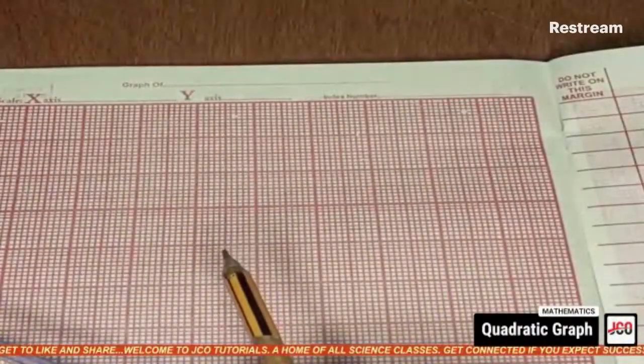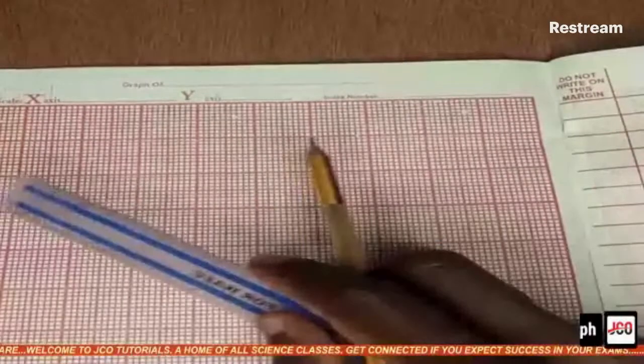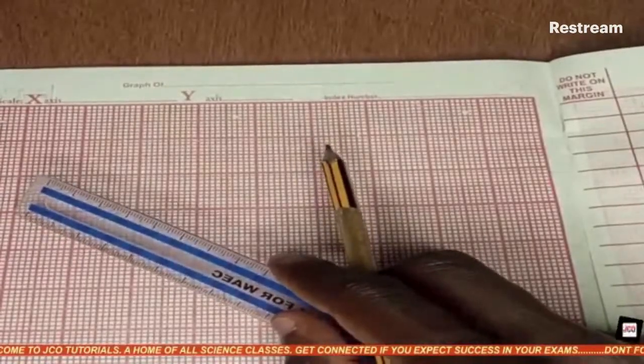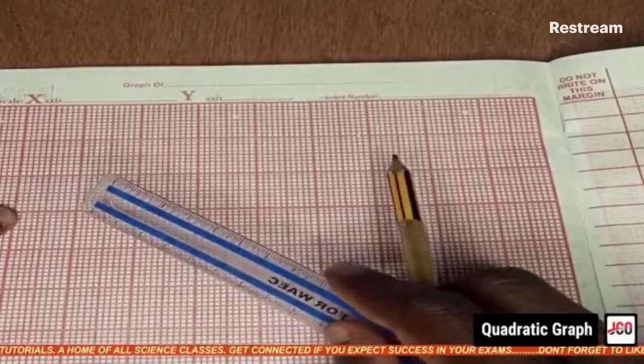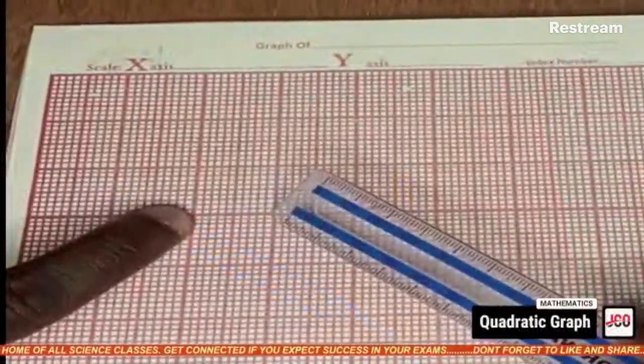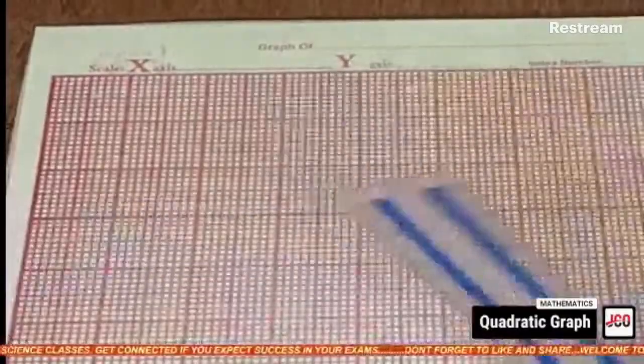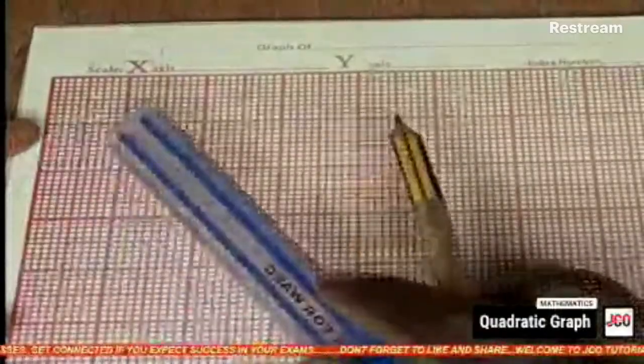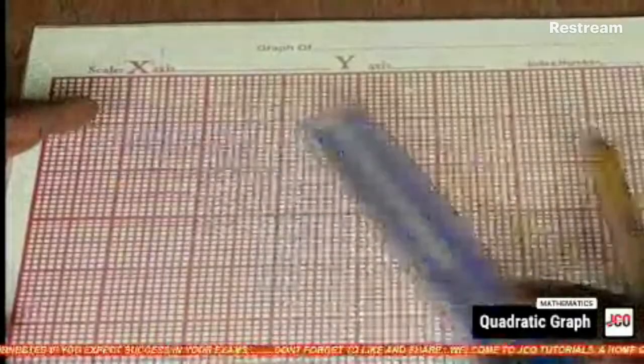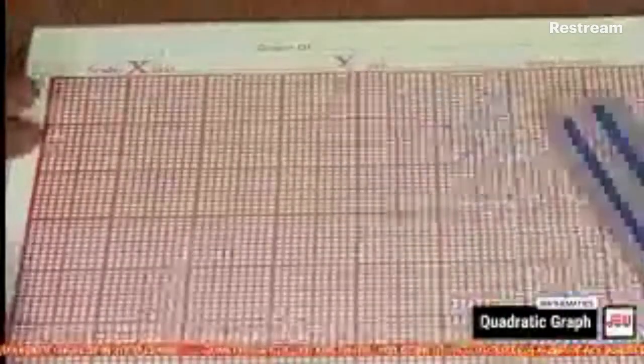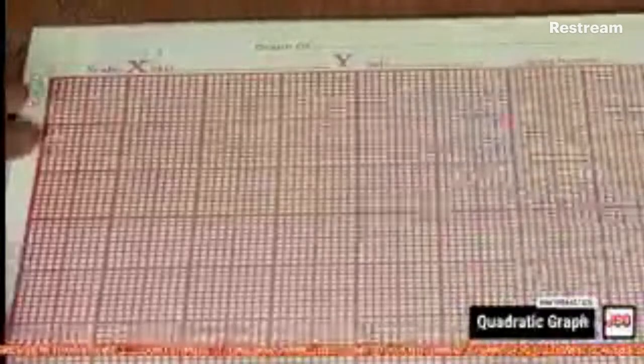Looking at this is what you must know. From this thick line to this thick line is 2 cm. From here to here is another 2 cm. From here to here is another 2 cm by ruler measurement. So we have 2 cm, 2 cm, 2 cm, 2 cm, like that. 5, 6, 7, 8, 9, 10. That is 2 cm here. They are 10 from here to here. Take note, the thick lines represent 2 cm. This is how the graph is done.